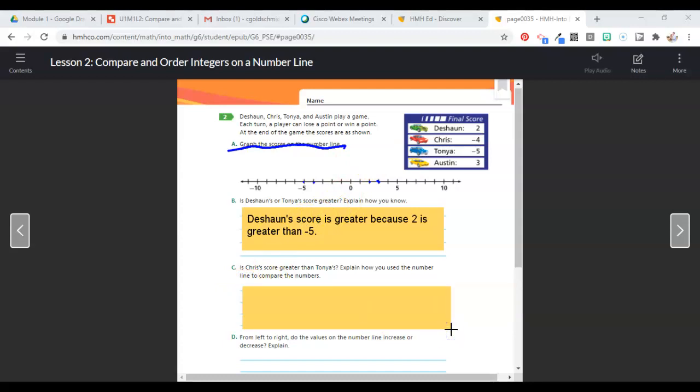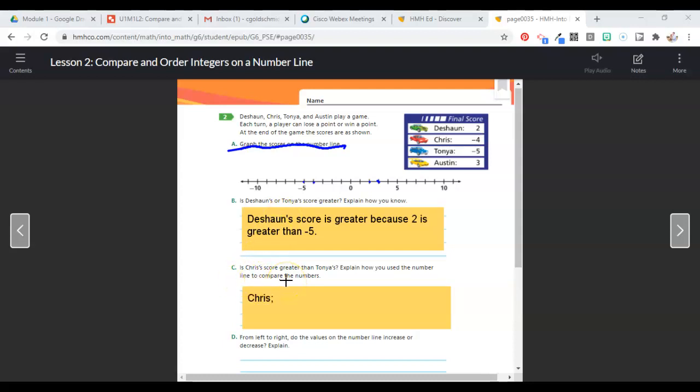Our next thing we're going to look at is, is Chris's score greater than Tanya's? So let's look at Chris. Chris is -4, which is right here. Tanya is -5. So Tanya's score is farther to the left, Chris's farther to the right. So is Chris's score greater than Tanya's?